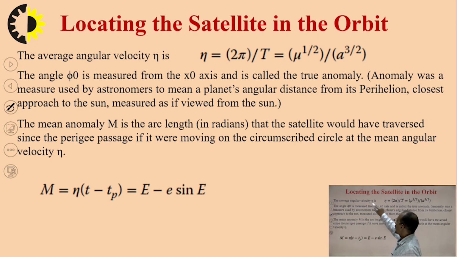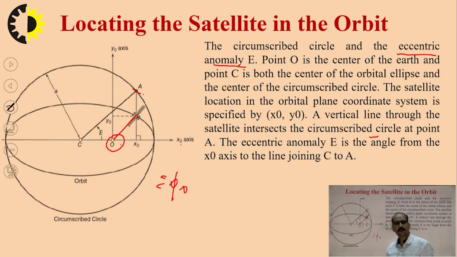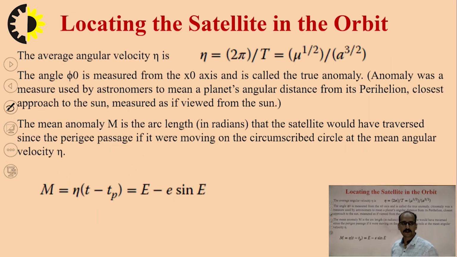The average angular velocity, eta. Actually, this satellite is orbiting around the Earth with a fixed velocity, and that average angular velocity is called eta, whose value is 2 pi upon T, where T is the orbital period.